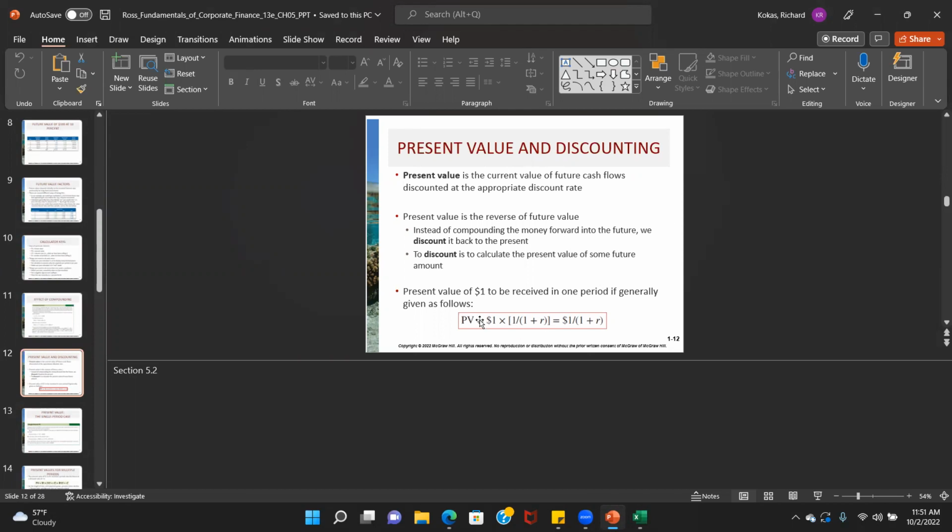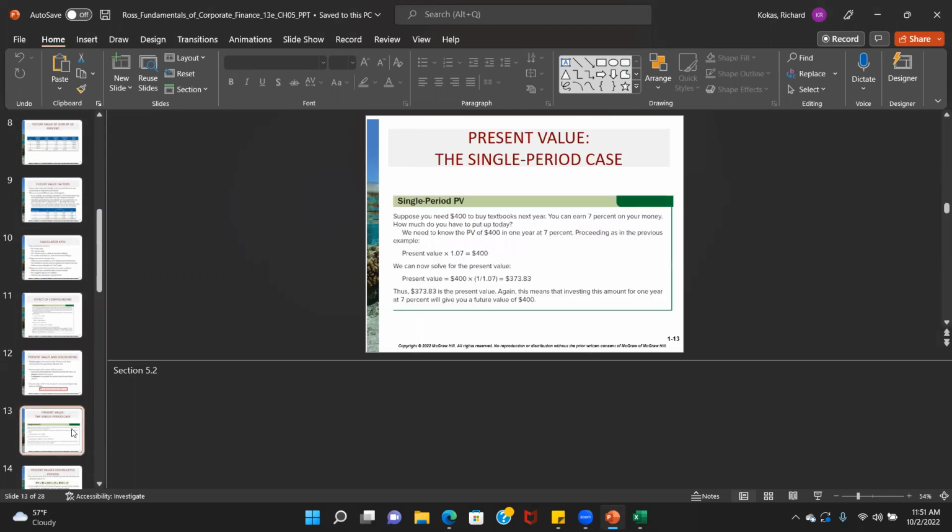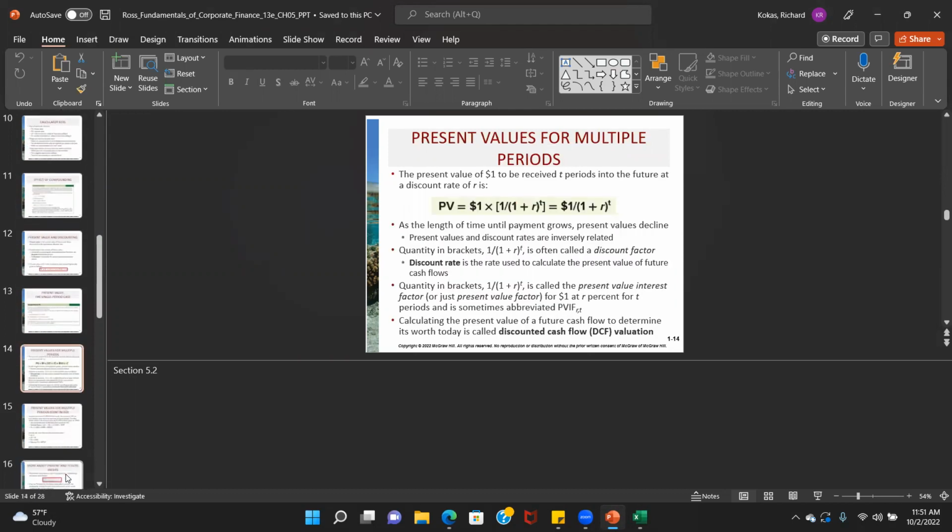And right here it is broken down. First, it makes it look ugly, but here's the end result. So it's $1, which really is the initial investment, divided by 1 plus R, which is the rate. And now it should be raised to T. There it is. So here it is officially: $1 divided by 1 plus R raised to the T.